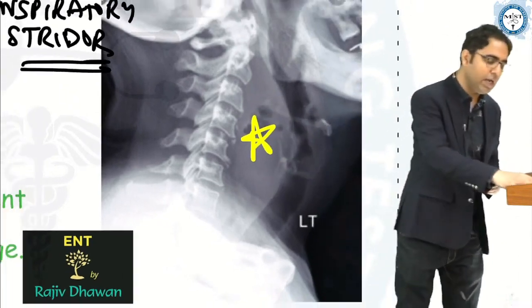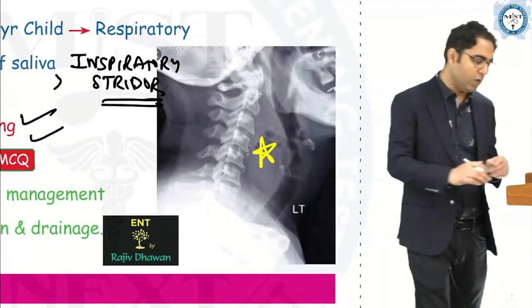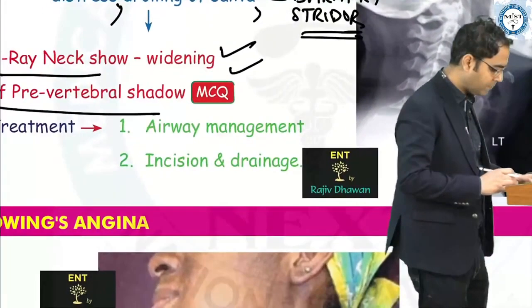Look at the complete X-ray, beta, like this. Please mark it. This is the area I'm saying. Okay, widening of prevertebral shadow. This is the finding, beta.